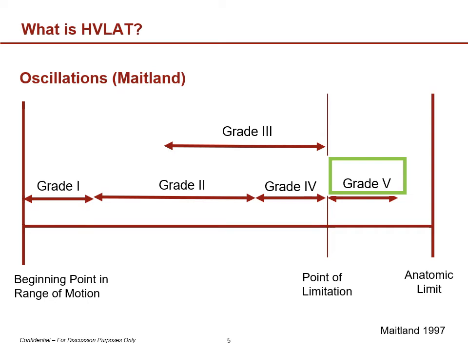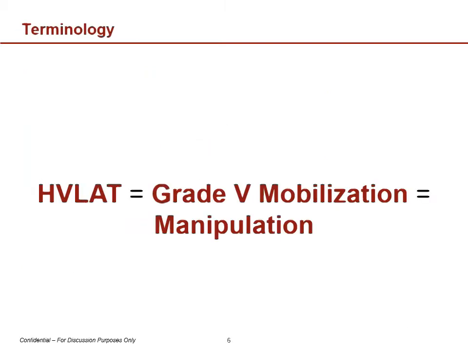If we look into Maitland's work from 1997, he describes grade 5 mobilizations as an HVLAT, meaning occurring at end range, high velocity, low amplitudes. For the purpose of this lecture, I'll be using HVLAT, grade 5 mobilization, and manipulations interchangeably. We'll see how the APTA, as well as specifically the California Physical Therapy Association, defines and uses these terms.